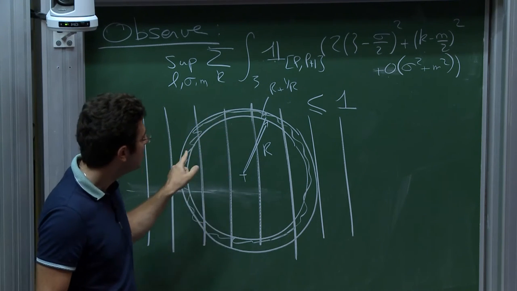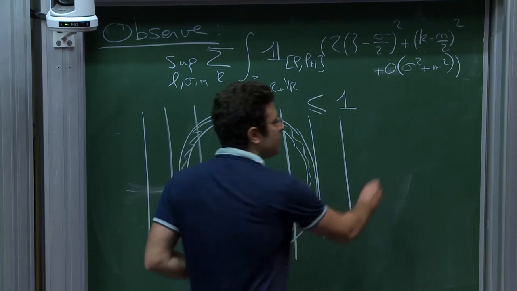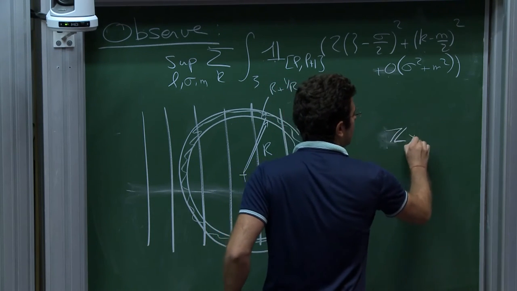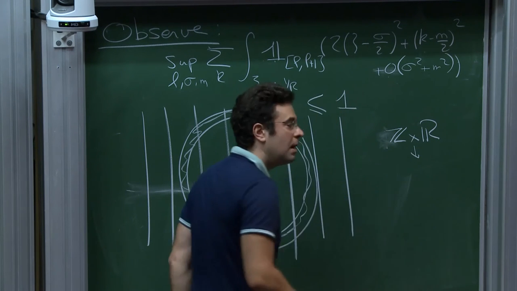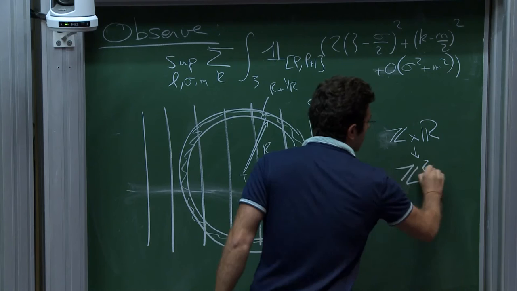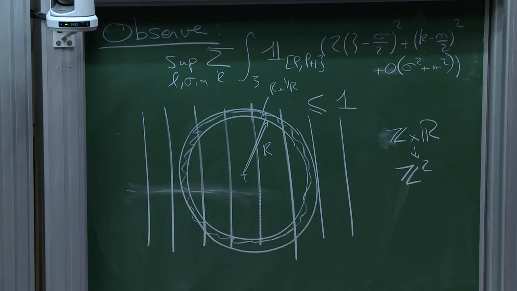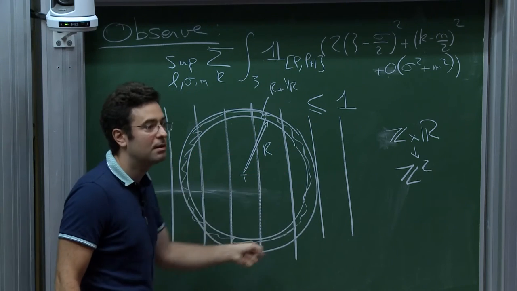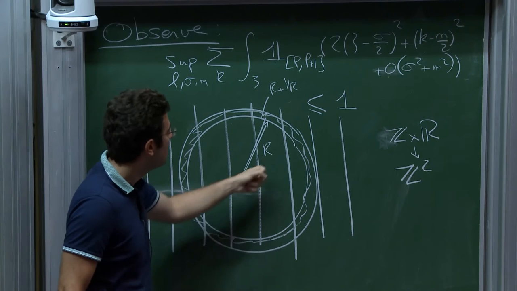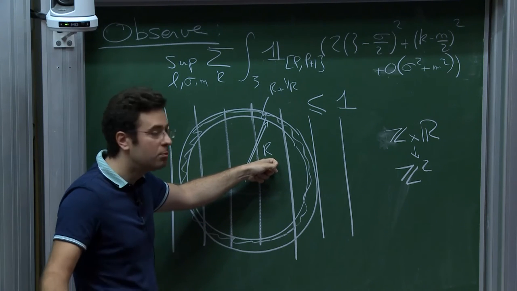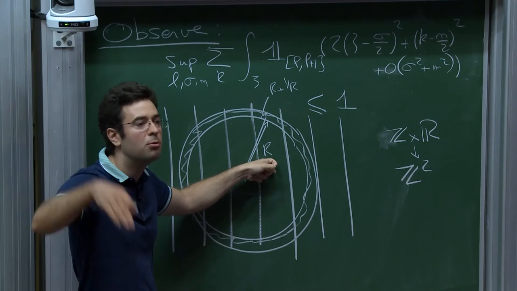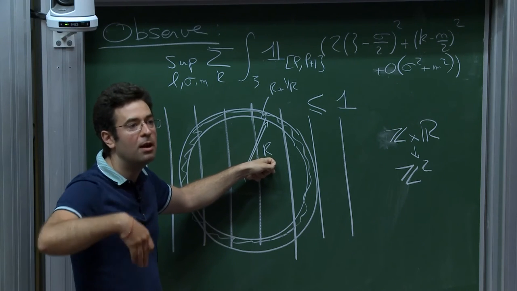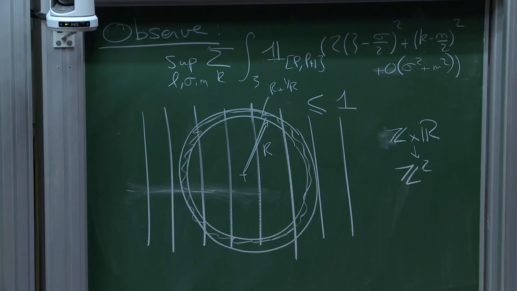Because if instead of having Z cross R as my domain, I was trying to do the same computation, but now with only integer frequencies, then this is no longer true. It's true on average, of course, but you can find some radius, arbitrarily large, such that this grows, at least slowly, like the divisor bound.